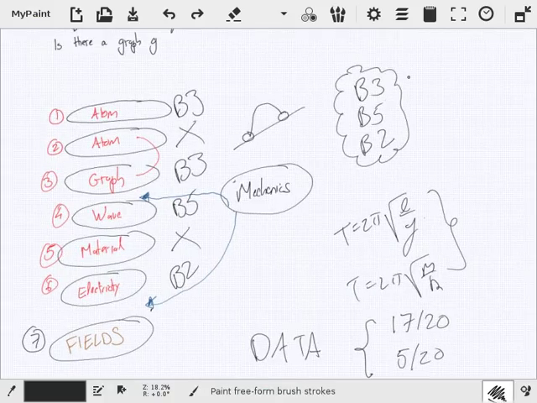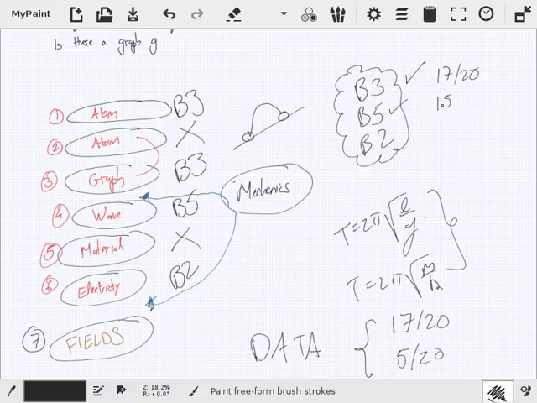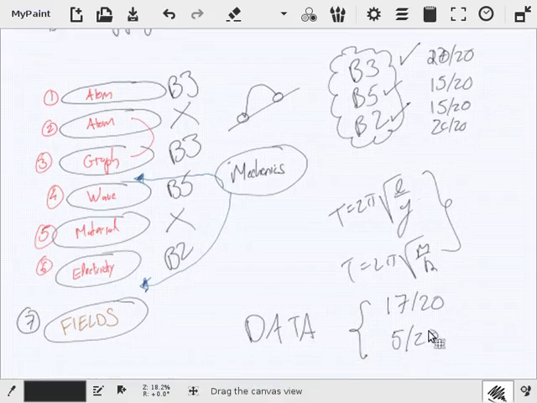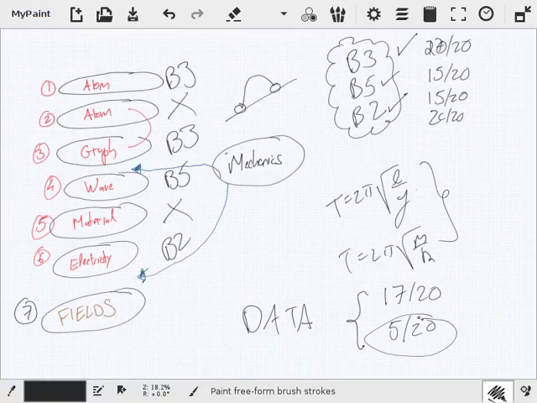I would go in, I would do B3, I would get 17 out of 20. B5 is the waves. I might get something like 15 out of 20. And then the last one, B2, is the electricity. If I practice my Kirchhoff and I don't make too many mistakes in solving the simultaneous equations, I should also get 15 out of 20. But if I'm really good with my simultaneous equations, I could actually get 20 out of 20. It's possible. I don't expect people to be getting 20 out of 20 in the fields. Same goes with this mechanics one, which was quite hard.